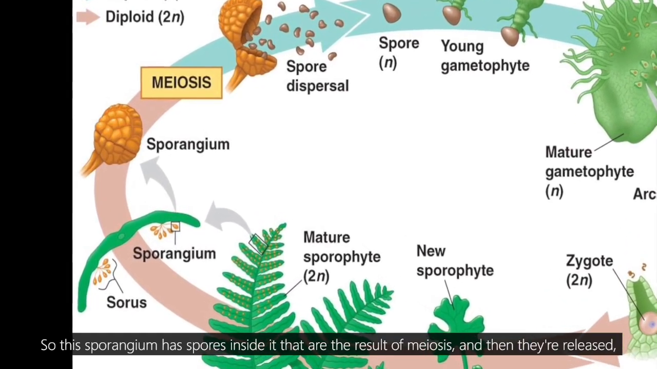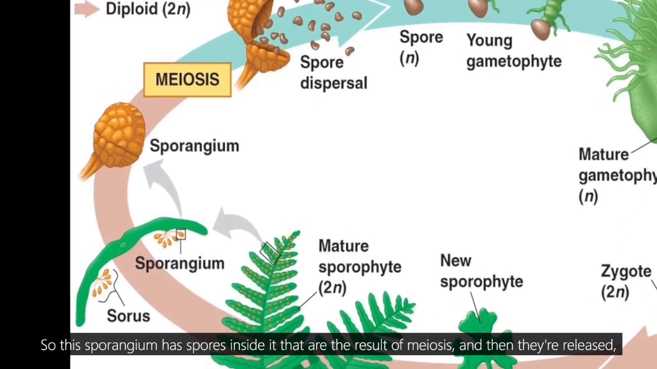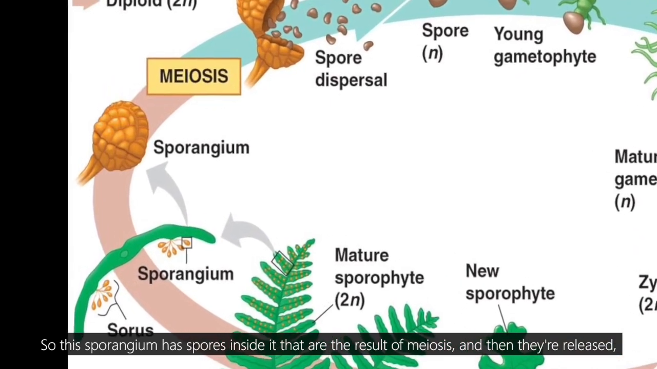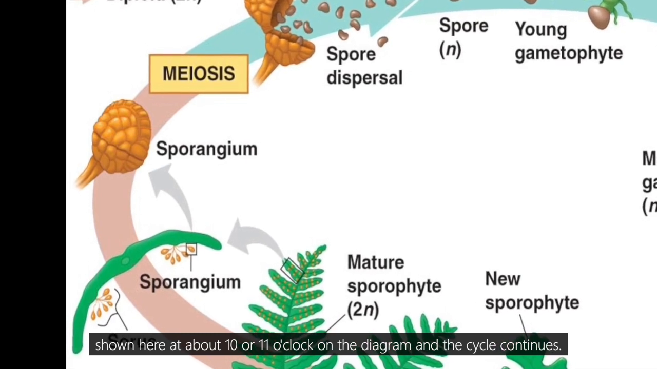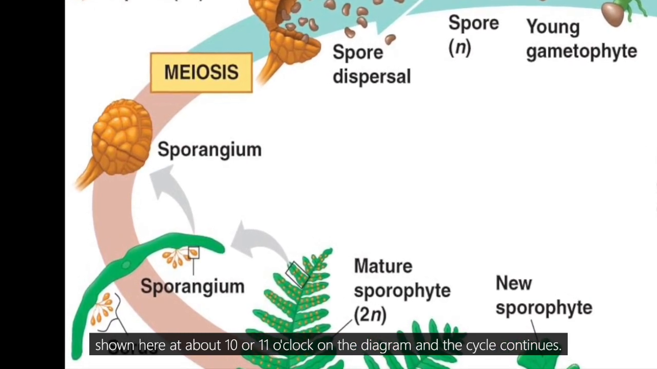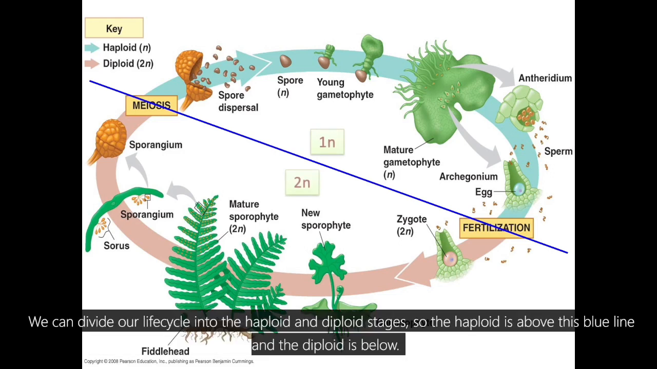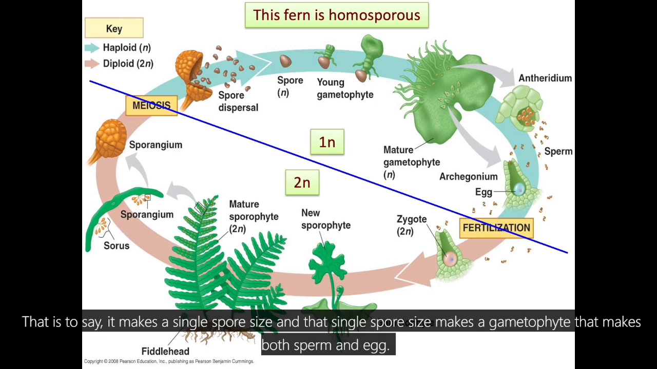So this sporangium has spores inside it that are the result of meiosis, and then they're released, shown here at about 10 or 11 o'clock on the diagram, and the cycle continues. We can divide our life cycle into the haploid and diploid stages. So the haploid is above this blue line, and the diploid is below. This fern is homosporous. That is to say, it makes a single spore size, and that single spore size makes a gametophyte that makes both sperm and egg.